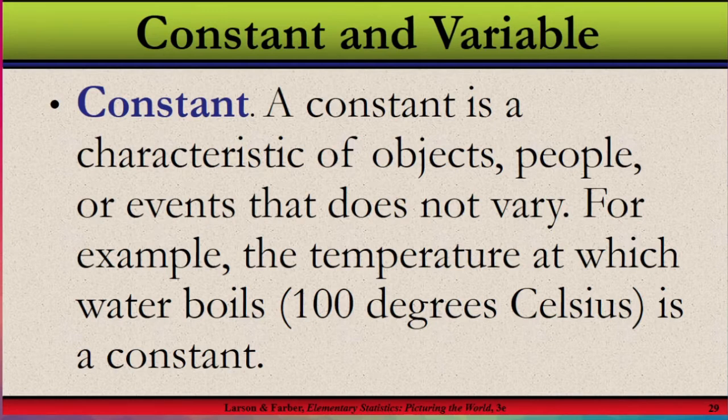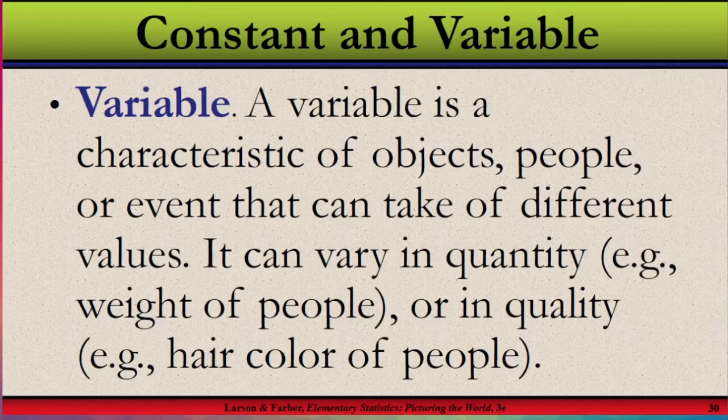So pag sinabing constant, ito yung characteristic or katangian ng tao, bagay, or pangyayari na hindi nagbabago. So katulad dito, yung temperature daw ng pagkulo ng tubig. So 100 degrees Celsius daw yun. So hindi nagbabago yun. So yun ay constant. So next, variable. So a variable is a characteristics of objects, people, or event that can take up different values. So it can vary in quantity.